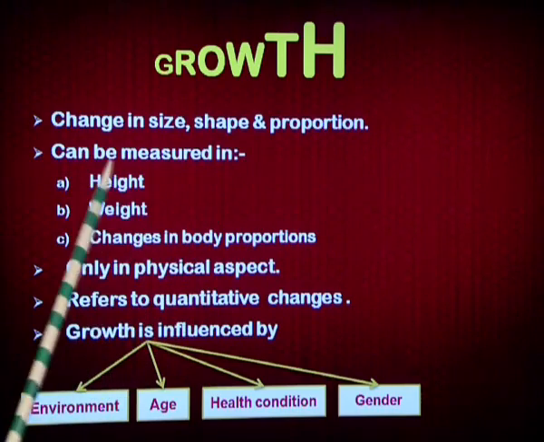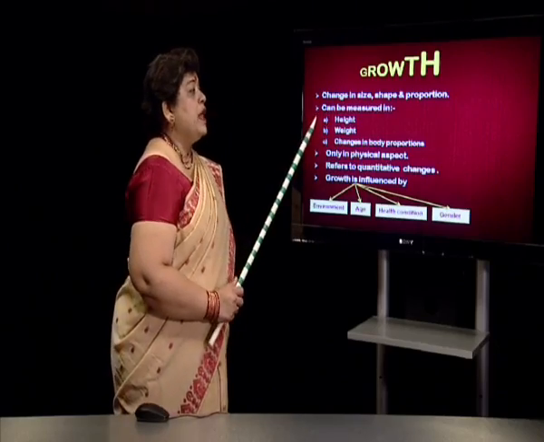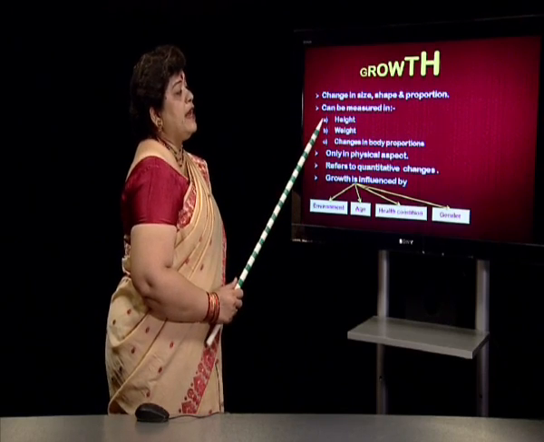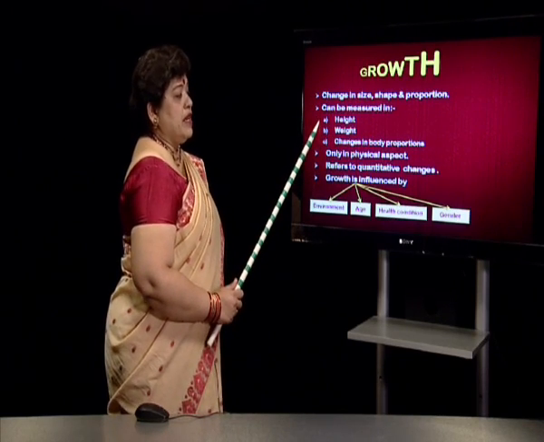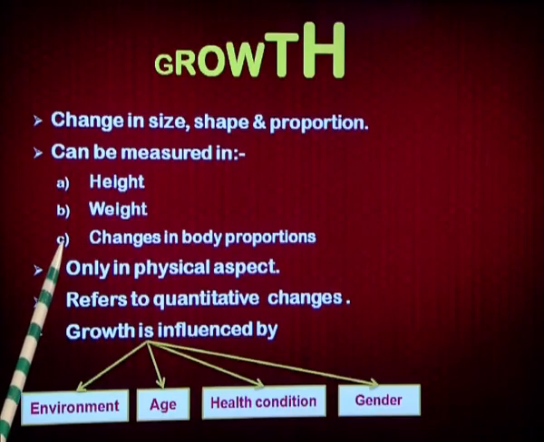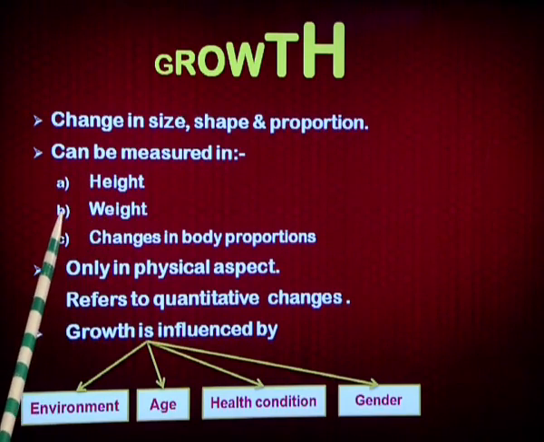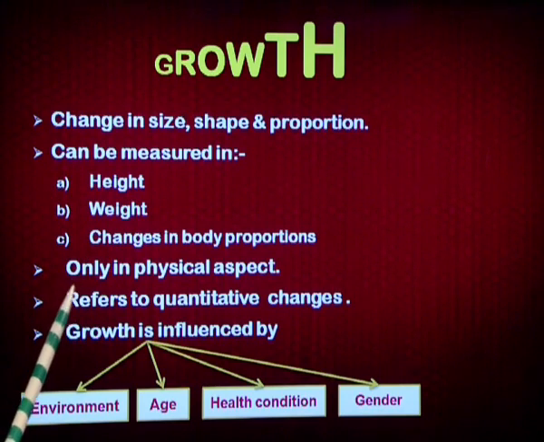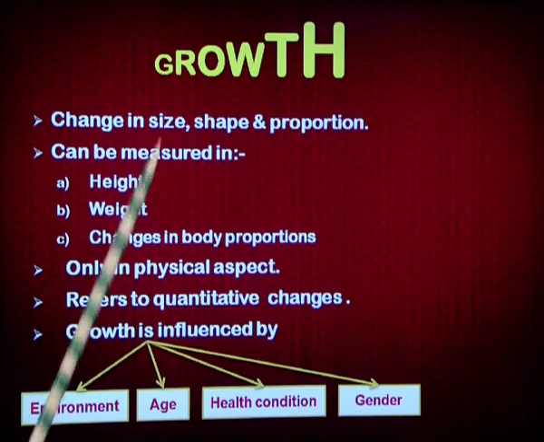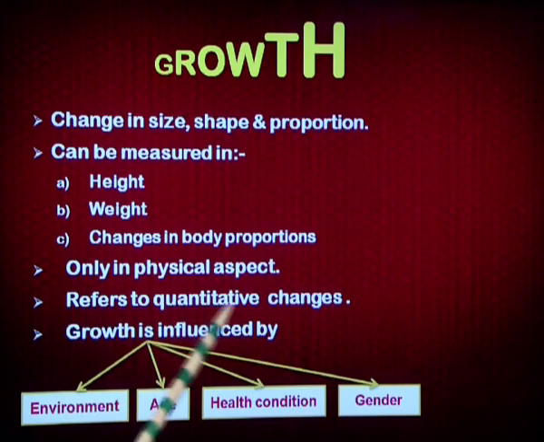When we say proportion, it also means body proportion. This is a feature that can be measured. That is, we can measure height, weight and the changes in body proportion. We can measure height in inches, in centimeters. We can measure weight in kgs. So we can say that growth refers to the quantitative changes that are taking place in the child as he or she grows. Growth is influenced by environment, age, health conditions and gender.